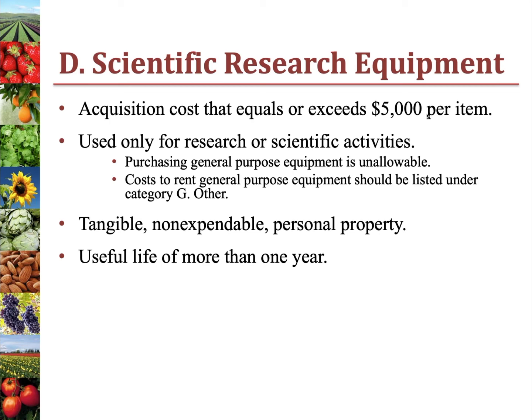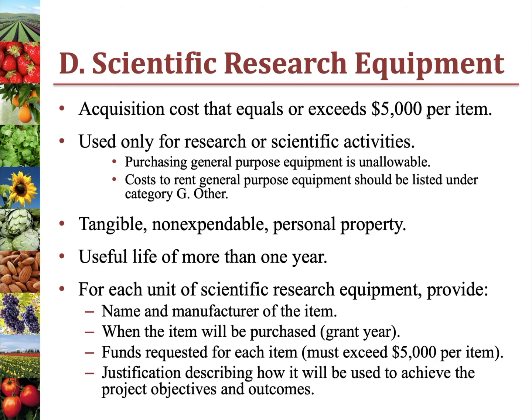Scientific research equipment is non-expendable, tangible personal property with a useful life of more than 1 year. In the table provided, enter the name and manufacturer of the item, the grant year it will be purchased, and the amount of funds requested. And below the table, provide a justification for each piece of scientific research equipment. That includes an explanation for why the equipment is necessary for the project and how it will be used to achieve the project objectives and outcomes, along with the objective numbers from the project objectives and work plan template.